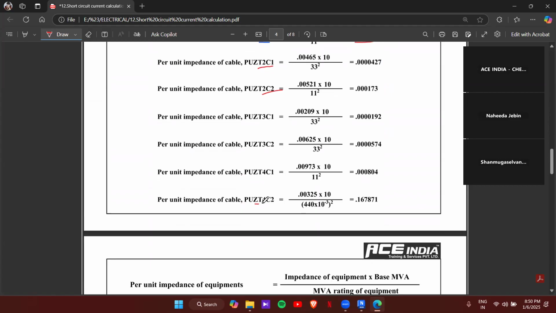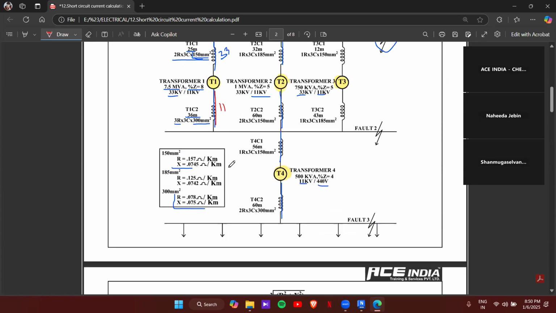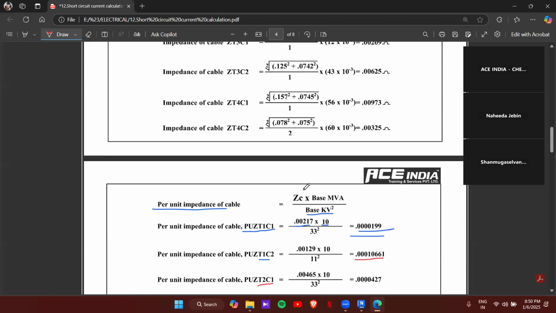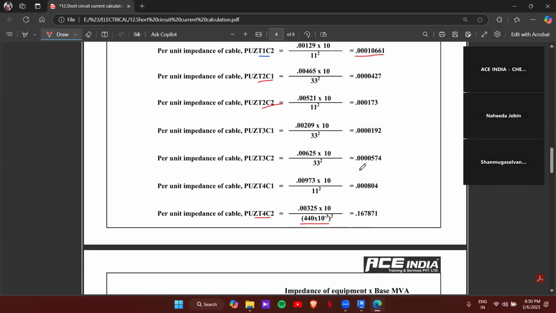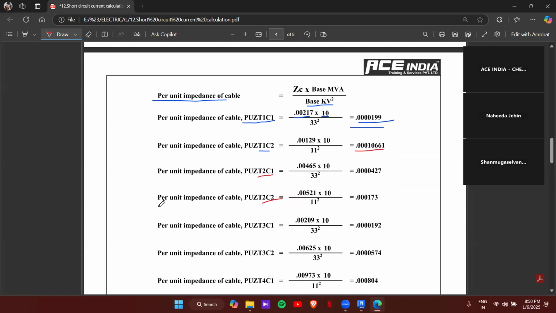When it comes to T4C2, transformer 4, cable 2, our equation is impedance of the cable into base MVA divided by base kV square. But here it is 11 kV, and it's given in kV square, so again directly take kV square itself. And here it is 440 volt. So the volt you should convert to kV. That's why the conversion is given here: 440 into 10 raised to minus 3 whole square. That's it. So that you will get the per unit impedance of the cables. Okay. Got it?